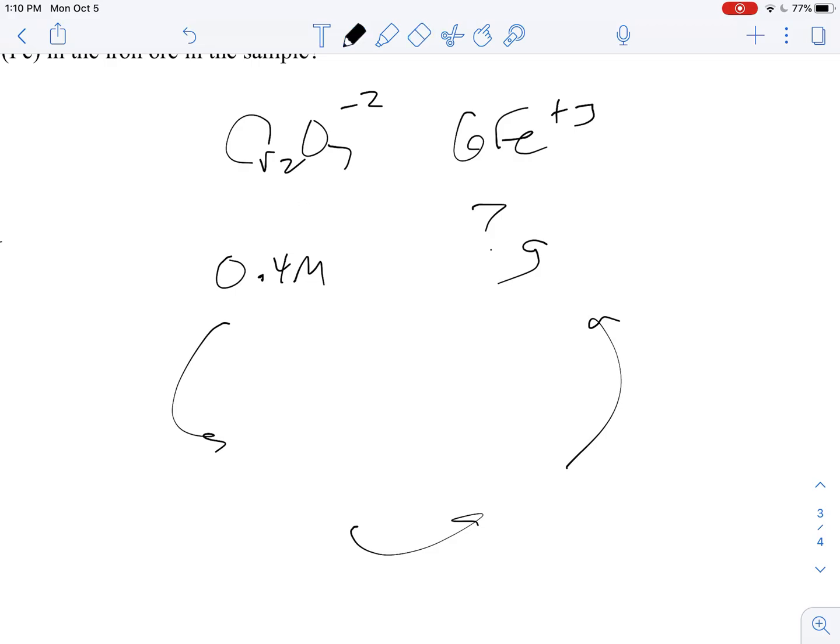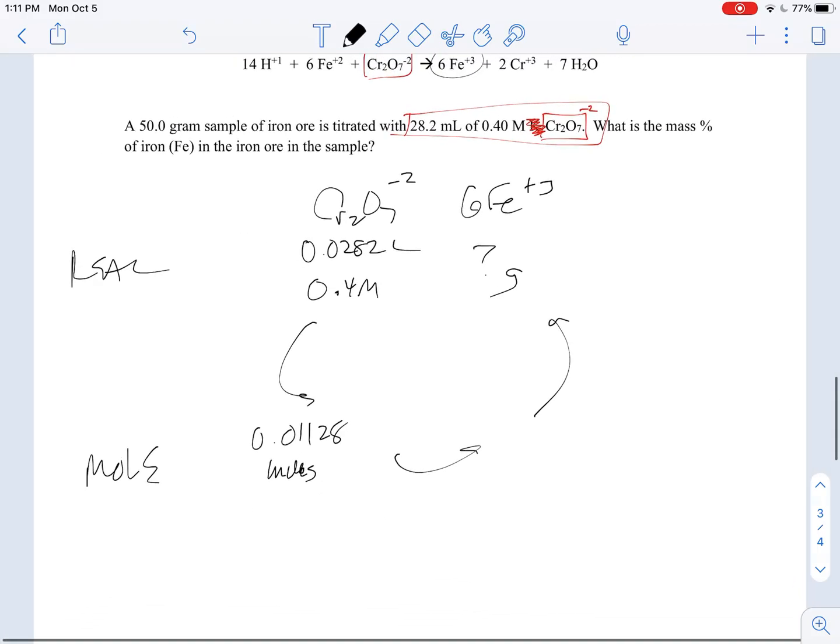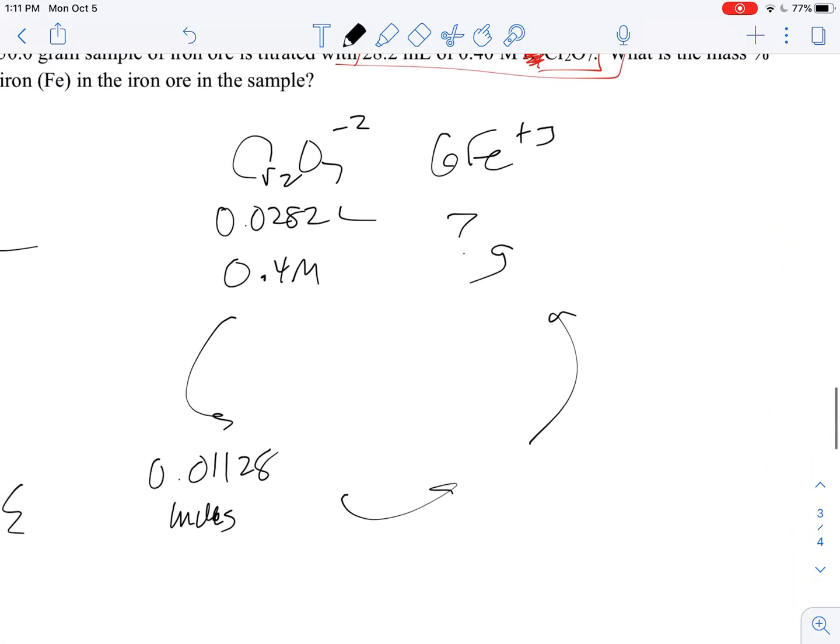So I'm going to take my 28.2 milliliters. Okay, I can't use milliliters. I got to use liters. So that's 0.0282 liters at 0.4 molarity. Is going to get me 0.01128 moles that I have. But I'm not interested in that. I'm interested in the iron, and it's a 6-to-1 ratio apparently, so I'm going to multiply that bad boy by 6. So that's 0.06768. And now I want to get back up here to grams, and we've learned how to do that before.